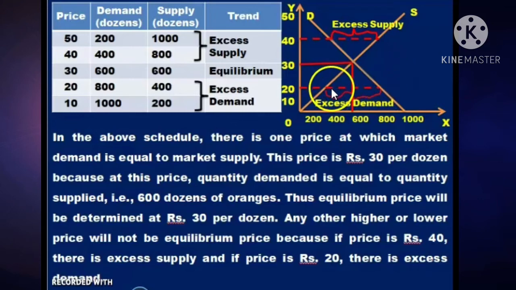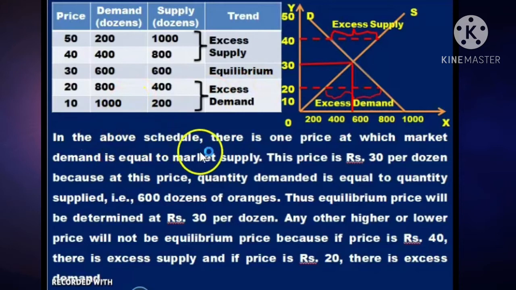So here excess demand occurs. Both are at equilibrium at a price of 30 rupees, where the quantity demanded and supplied intersect at 600. So this is the diagram for the corresponding schedule.